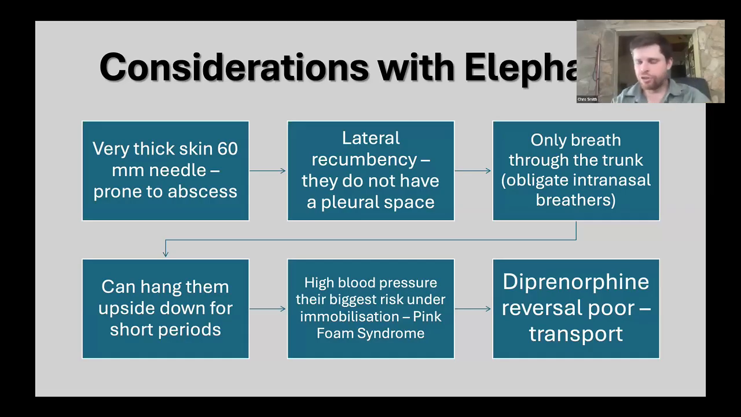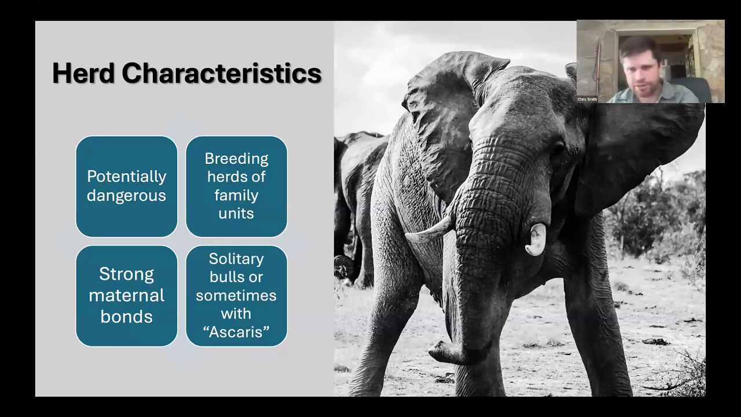Bear in mind elephants are generally gregarious, so that means they live in herds. They are potentially dangerous. I don't think we need to speak more about that. The breeding herds are family units, so it's generally a mother with some of her daughters and their calves. There are very, very strong bonds, and this has some importance when you are selecting which animals to dart and how we're going to work with these animals.